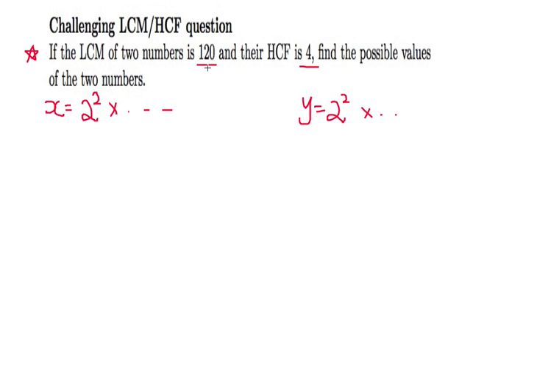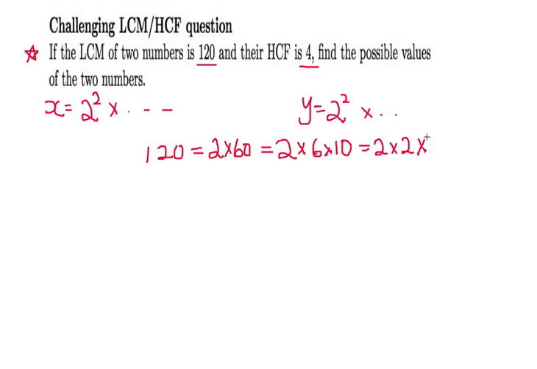Let's do a prime factorization on 120 to see the breakdown. So 2 times 60, and then again we break it down to 2 times 6 times 10, and then further down to 2 times 3, and then 2 times 5. So why are we doing this?